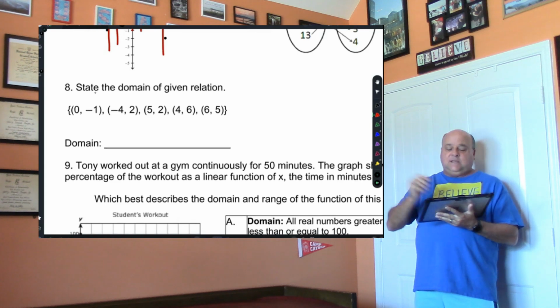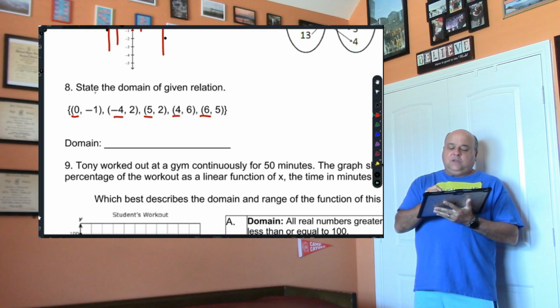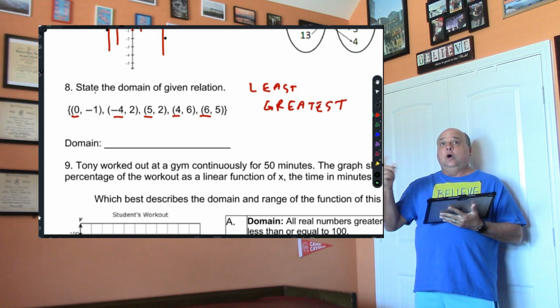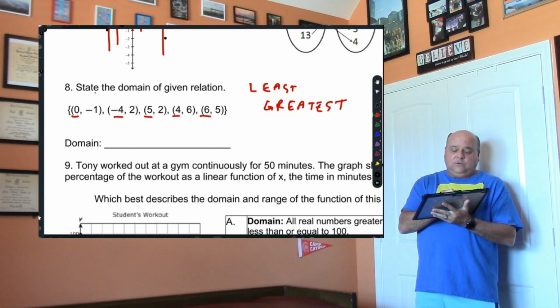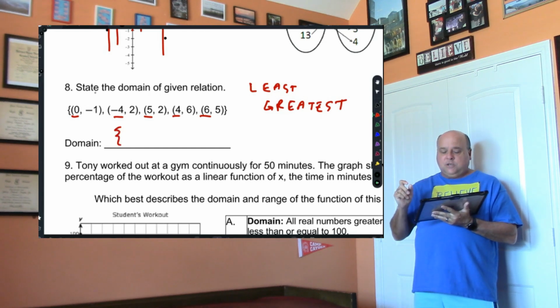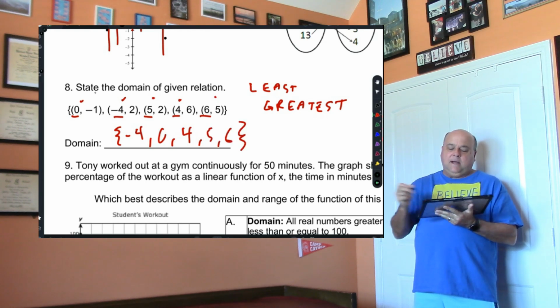Okay, number 8, state the domain. The domain is the x's. So 0, -4, 5, 4, 6. Okay? And you put the domain from least to greatest, okay? And you only write down each number once. If the domain repeats, it's not a function, is it? So let's do this. I'm going to draw a brace. You always draw a brace for a set of numbers. My smallest x is -4. The next smallest x is 0. The next smallest x is 4, and then 5 and 6 in it. This would be my domain.